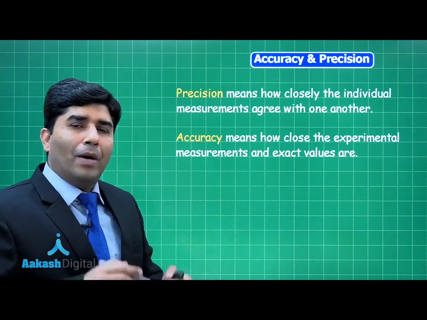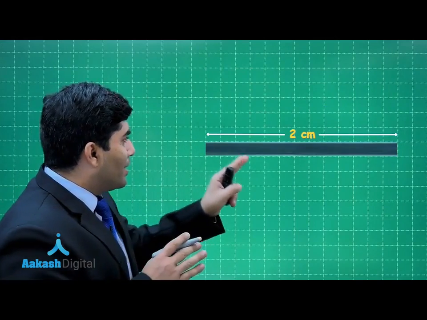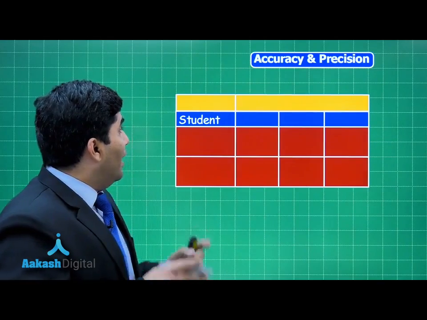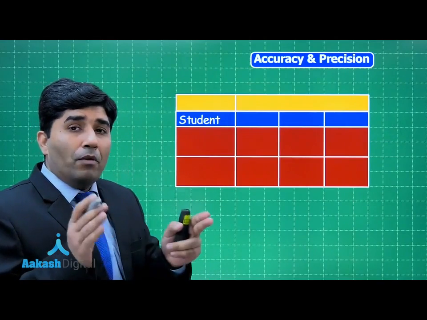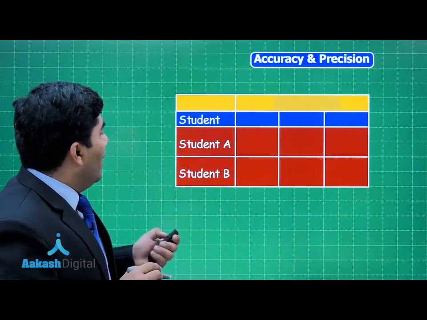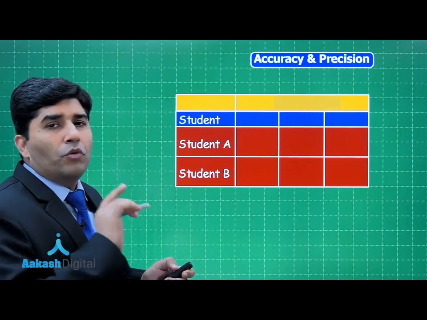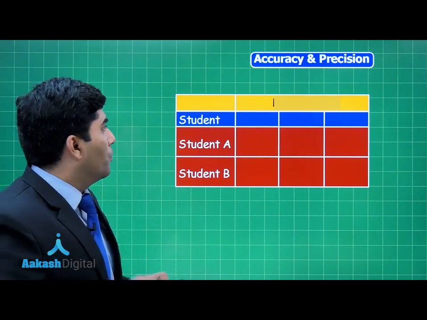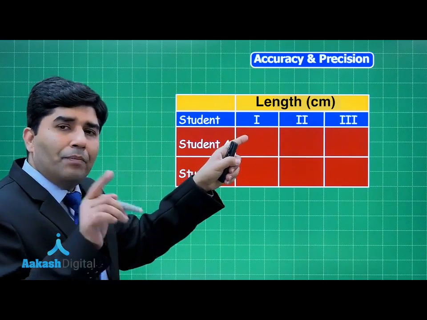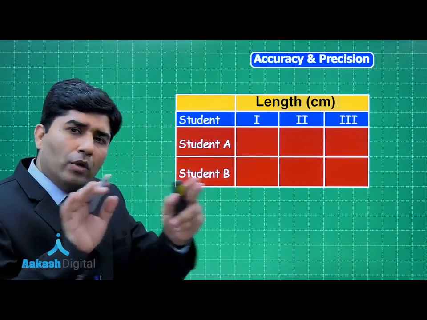Let us understand by an experiment. Now you can clearly see from here, this is a stick having length 2 centimeters. Now, there is an experiment which is performed by two students, student A and student B, and they are measuring the length of 2 centimeter of that stick. So length is in centimeter. They are getting three values as they are measuring that length three times.